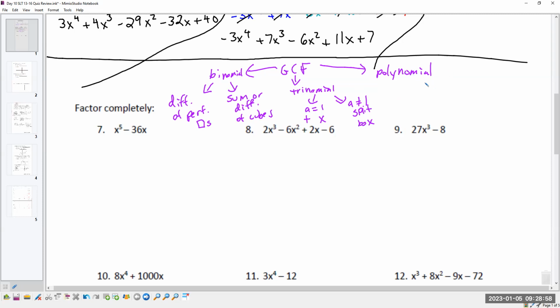If it's a polynomial, we want to ask ourselves, do these 4 terms group? And again, at the end, we want to double check any binomials. Are they the difference of perfect squares or perfect cubes?